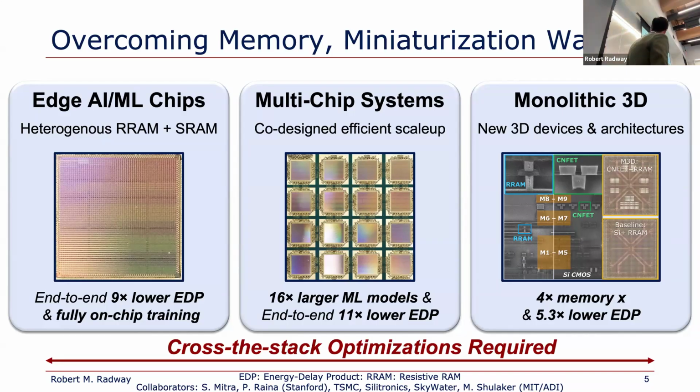So, I will argue that there are across the stack optimizations required, starting from thinking about how we build new machine learning accelerators using different types of memory, how we scale those to different systems, and then how we look at advanced integration techniques where we combine new transistors, new memory cells in order to improve the capabilities of both the chip and the system itself.